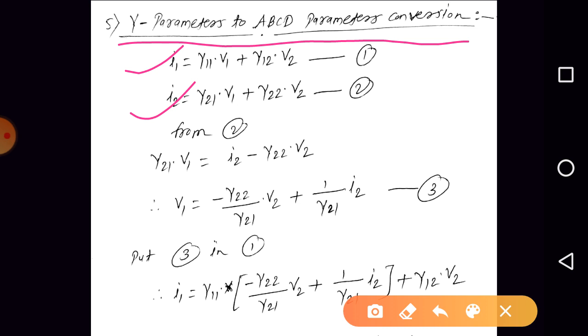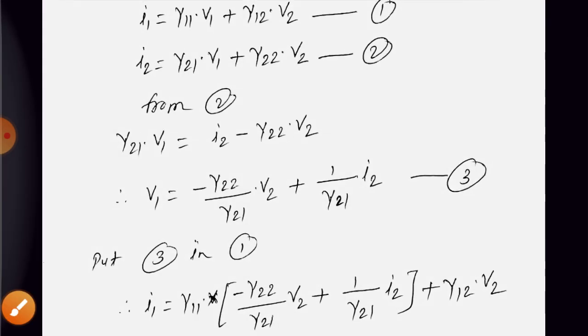So i1 is equal to y11 v1 plus y12 v2, i2 is equal to y21 v1 plus y22 v2, right? So next, ABCD parameters means it gives the expression for v1 and i1 in terms of v2 and i2. If you check the second equation, we have i2, v1 and v2, right? So can we write v1 in terms of v2 and i2? Yes, right? So we will directly get parameter C and parameter D.